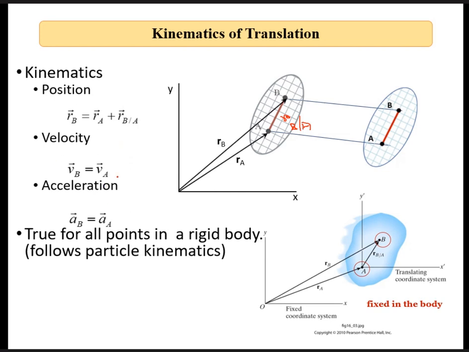Hence, VB equal to VA. But for a particle system, what did we have? For a particle system, VB equal to VA plus VB slash A. So VB is equal to VA plus VB slash A, B with respect to A.